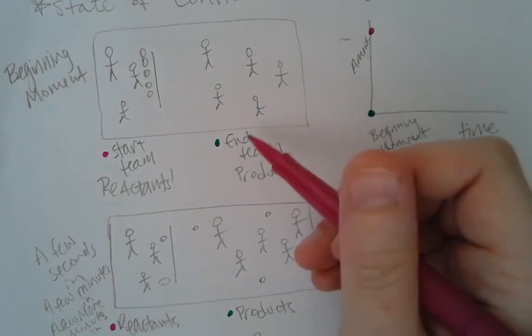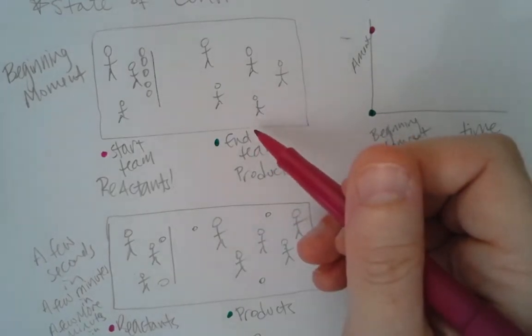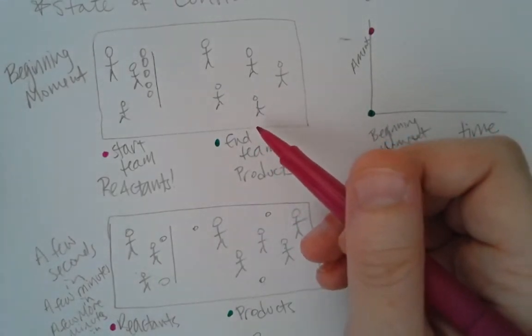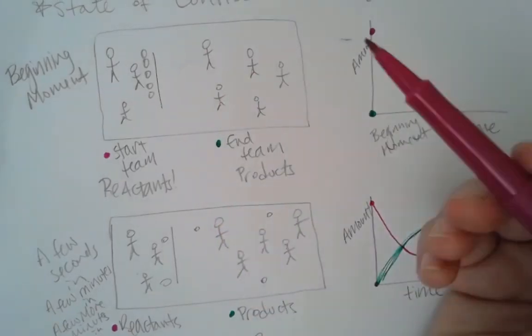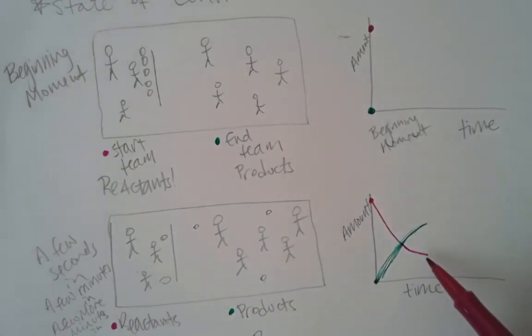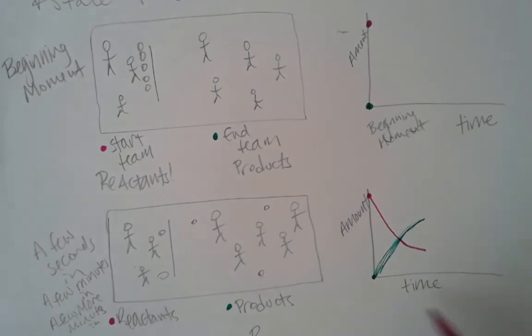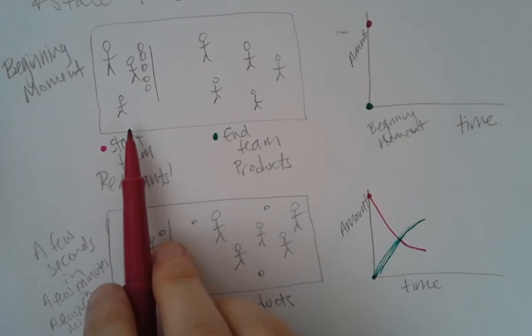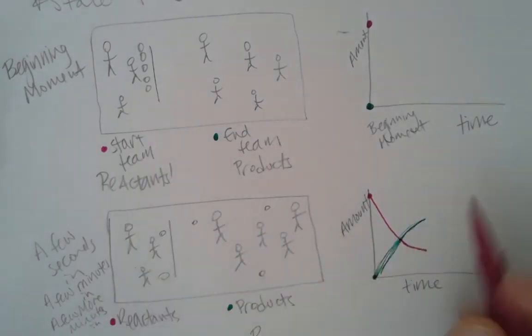And same thing with products. You start with no bouncy balls in the products team. When you start your reaction, it's all reactants. But in that first little bit of time, and you notice that this is not an amount, reactions go at different rates, like we learned yesterday.